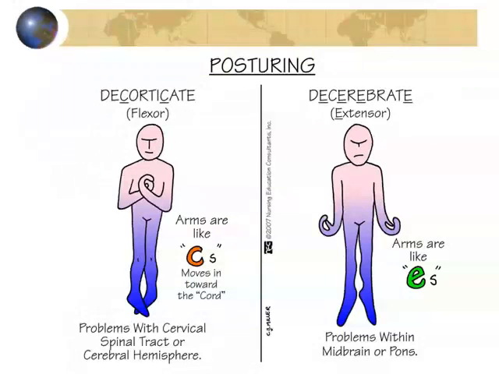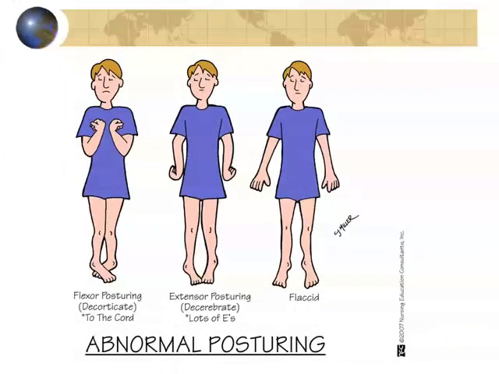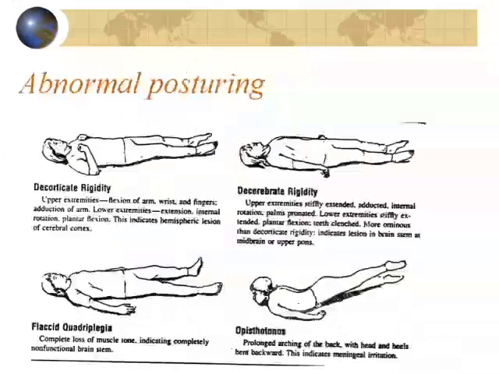And you can see they're more extensor with decerebrate. This again is another picture showing your abnormal posturing, and it's showing decorticate, then decerebrate, and then somebody who's flaccid. This is from another textbook that we had showing again decorticate rigidity and the decerebrate rigidity that occurs. Decerebrate is more ominous than decorticate.